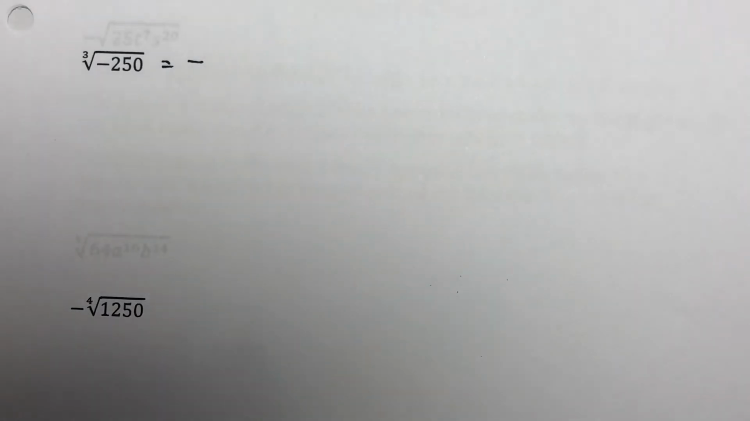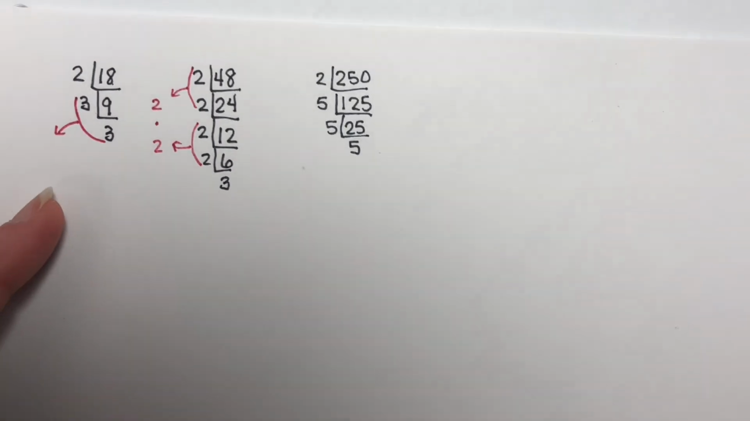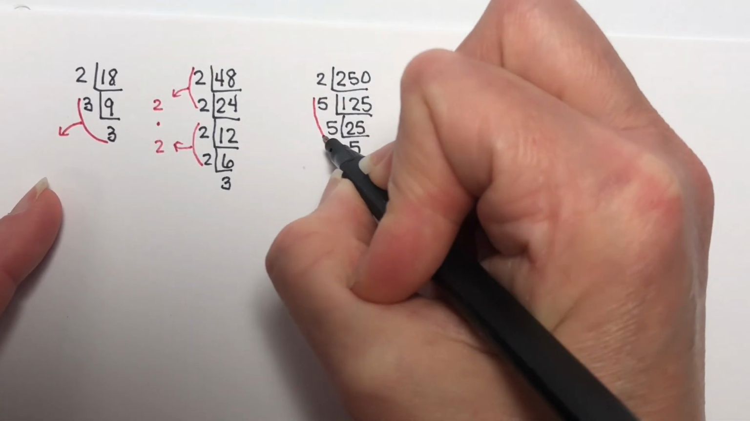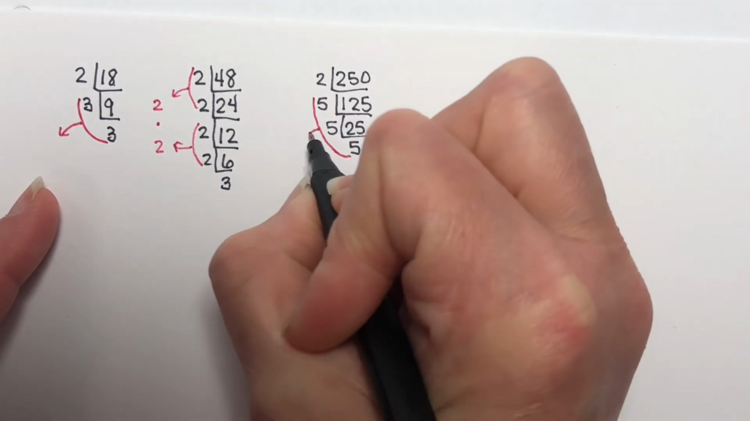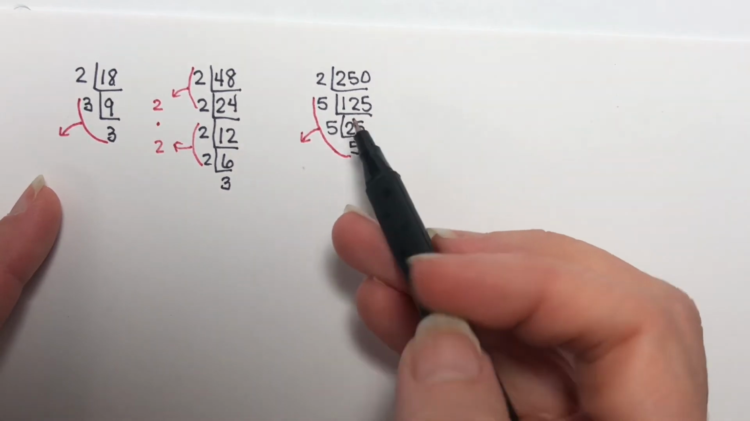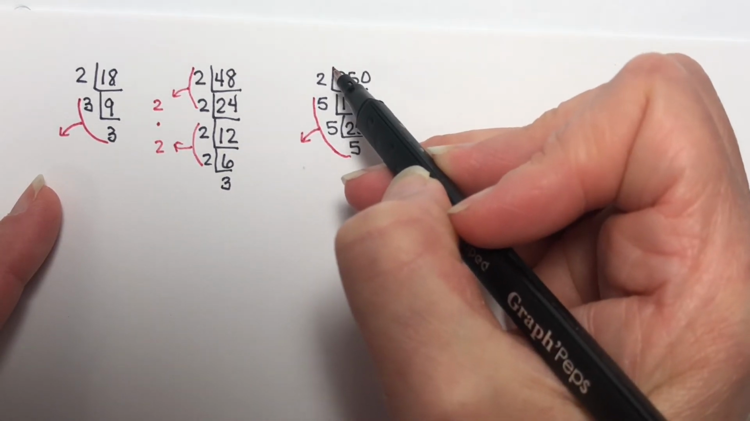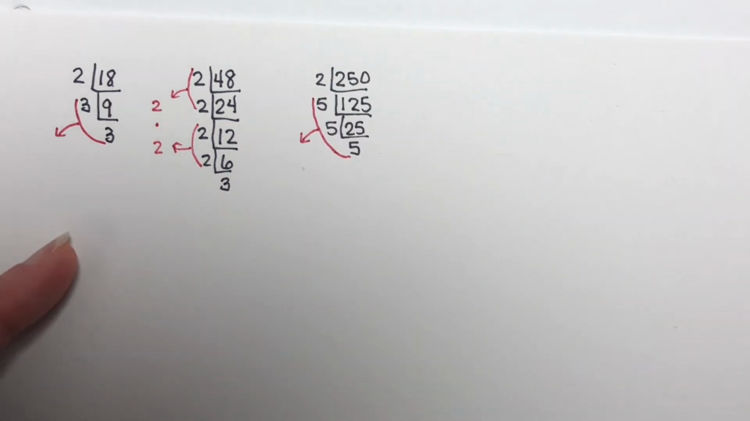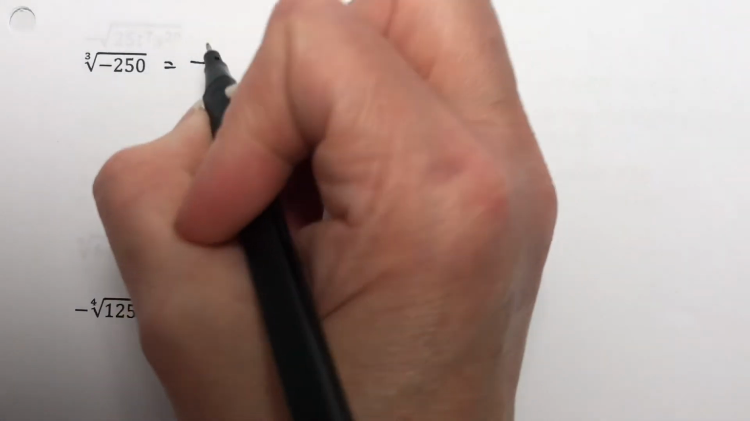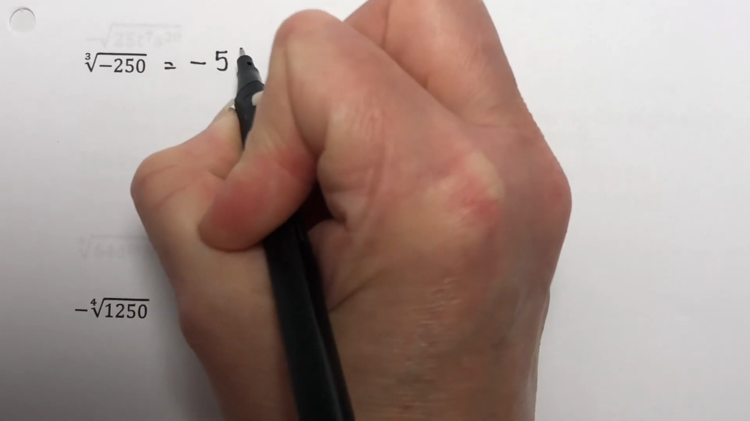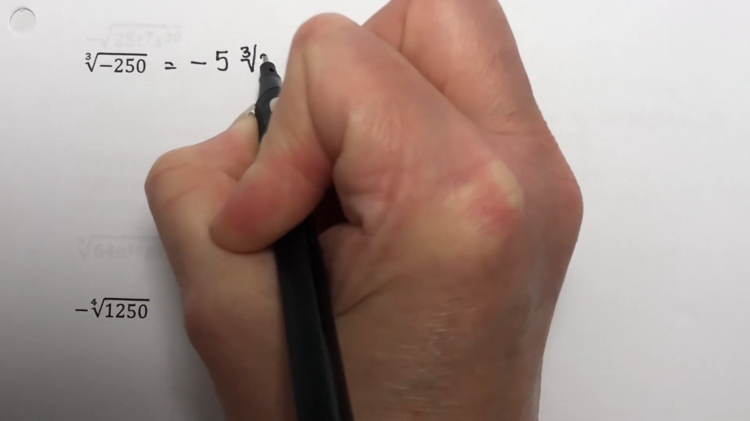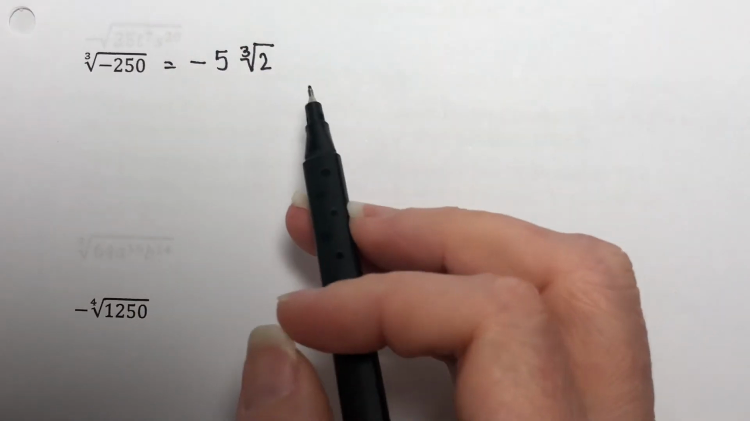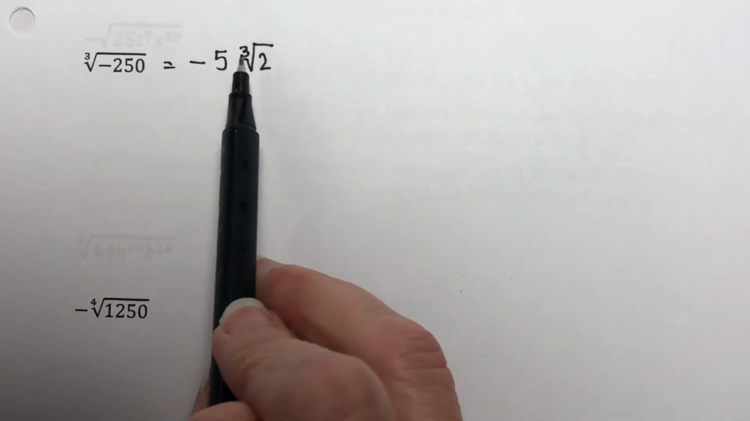Now this is a cube root we're looking for, so I'm looking for 3 of a kind to move outside. Here, I have 3 5s, so a 5 is going to move to the outside. This 2 did not have 3 of a kind, so it is stuck on the inside. So this answer, I'm going to have negative 5 times the cube root of 2. Okay, it's a cube root here, it stays a cube root here.